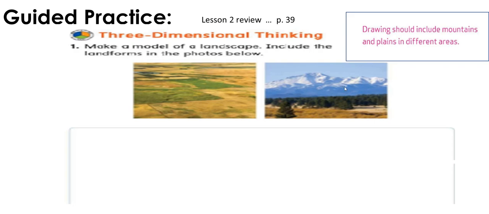And here we have mountains. And these mountains, they're covered by what? They're covered by snow. Are all mountains covered by snow? No. Some are green, covered by grass or by trees. Some are rocky mountains. Some are covered by snow. Now, you need to do a drawing and include mountains and plains in different areas.